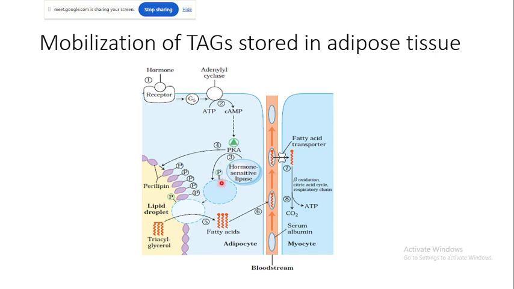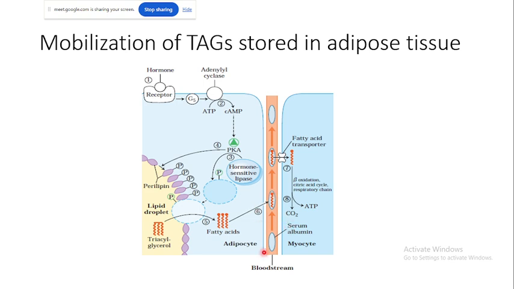And this PKA also can phosphorylate the hormone sensitive lipase to activate it. When this hormone sensitive lipase gets activated by PKA, it will break down this TAG to free fatty acids, right? Now this free fatty acid will be exported from the adipose tissue and enter into the bloodstream. Free fatty acid has a long aliphatic hydrophobic chain, so it will not be soluble in the bloodstream.